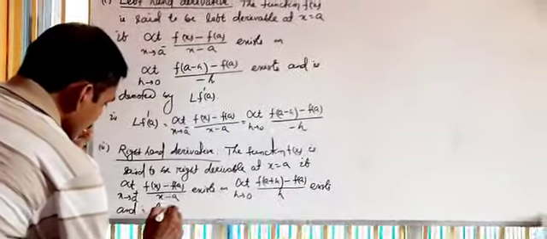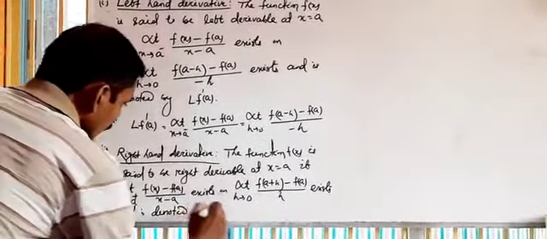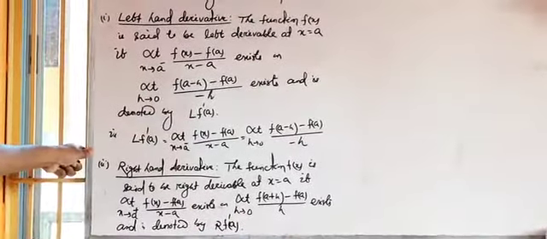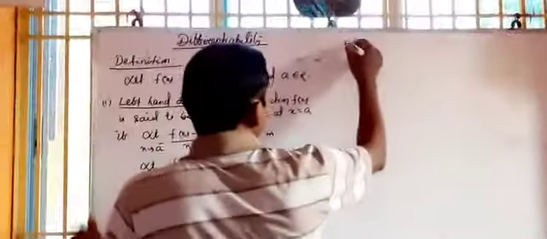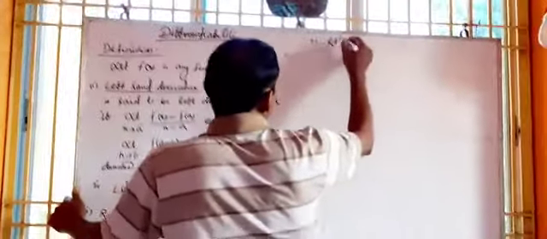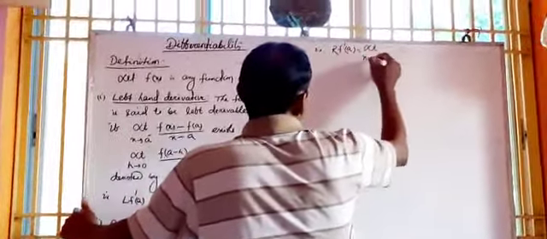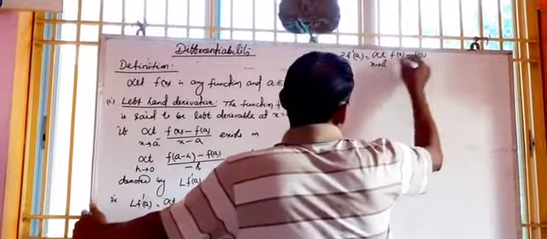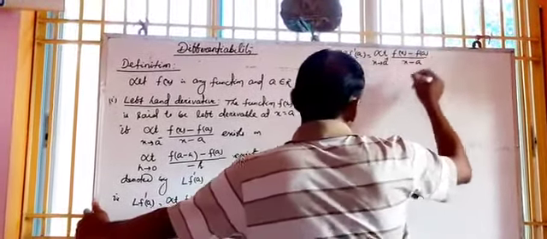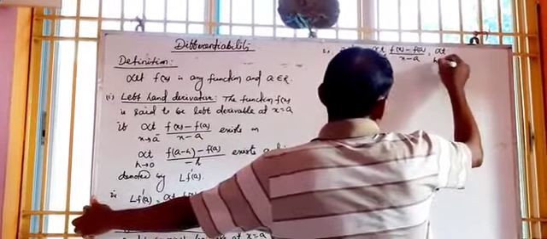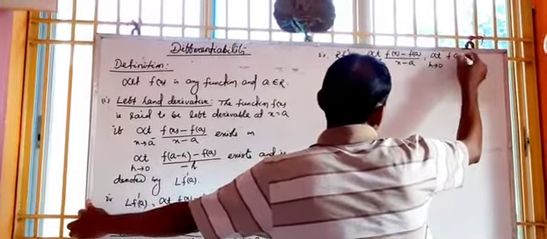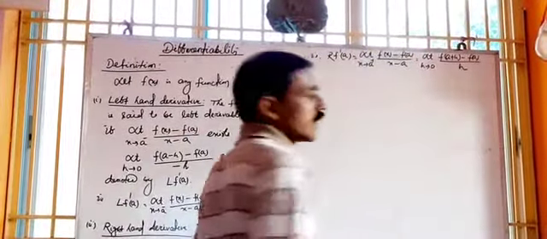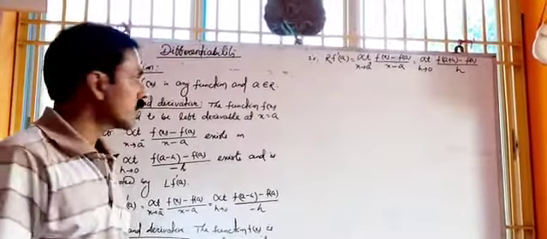and it is denoted by R f dash of a. That is, the right hand derivative is limit x tends to a plus of f of x minus f of a by x minus a, which is also the same as limit h tends to 0 of f of a plus h minus f of a by h. This is the right derivative.